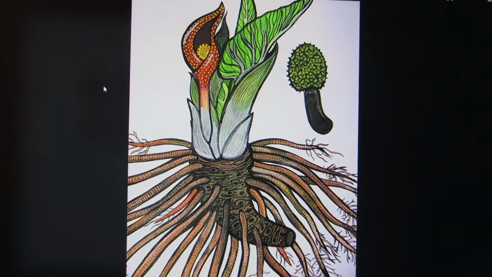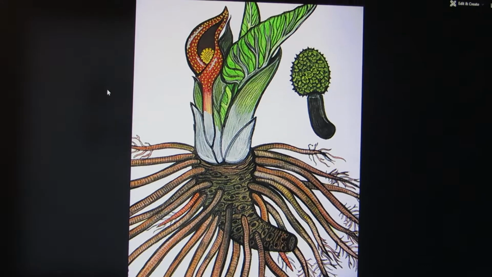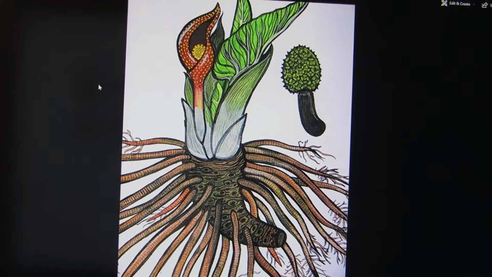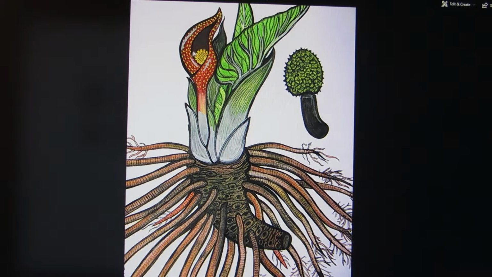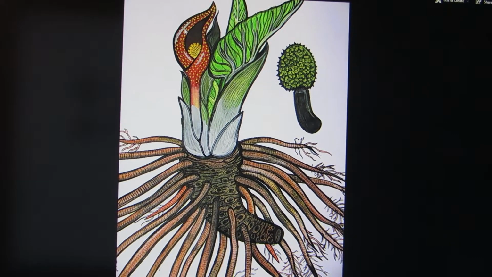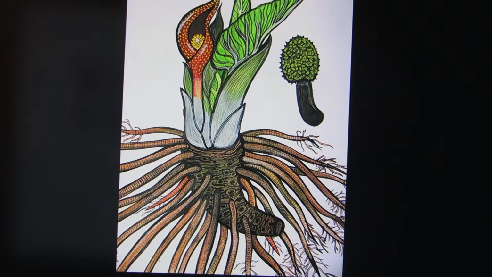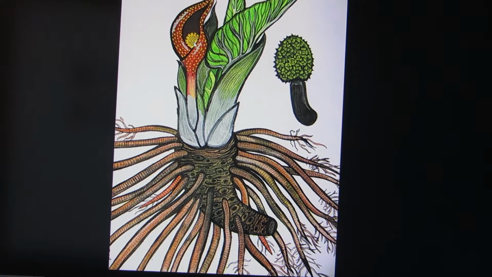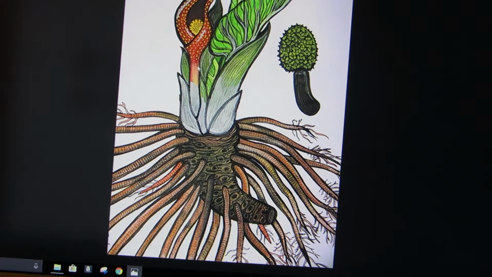Before you, you see an eastern skunk cabbage, one of the most interesting plants upon the planet. Here we're going to go over the parts of the skunk cabbage. Symplocarpus foetidus is its Latin name. This yellow, golden pollen-covered structure is the spadix, or the genitalia of the plant. The red speckled structure is the spathe of the plant, which is like its foreskin.